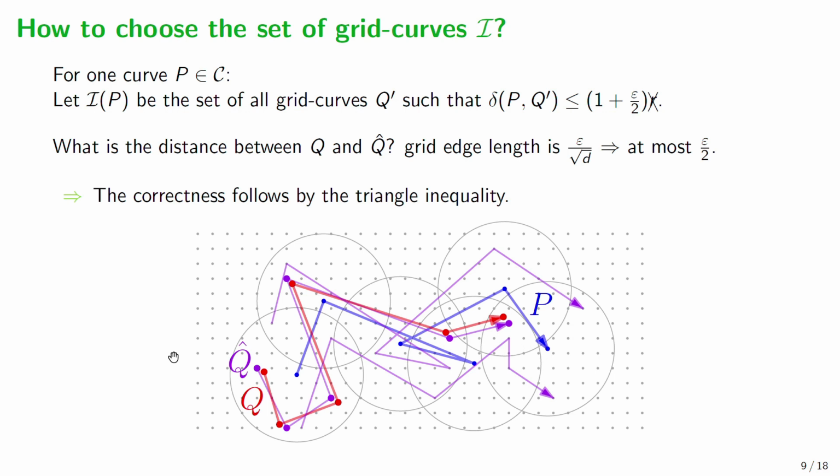The correctness of the query algorithm now follows from the triangle inequality, because if Q is a yes query, then the distance between Q and P is at most 1. And then, by the triangle inequality, the distance between Q hat and P is at most 1 plus epsilon over 2, which means that Q hat is in the set I of P. So the data structure will return a curve with distance at most 1 plus epsilon over 2 to Q hat. And this curve will be at distance at most 1 plus epsilon to Q.